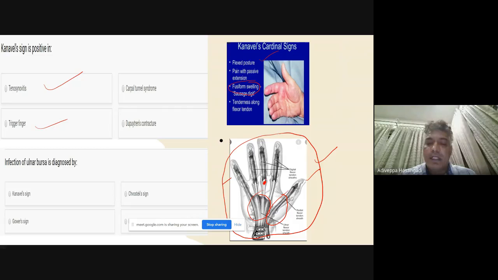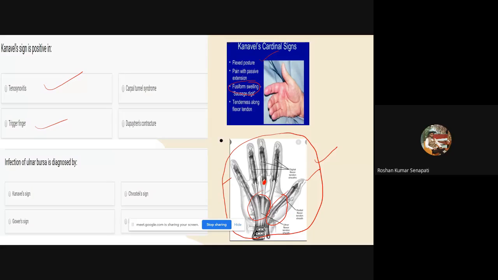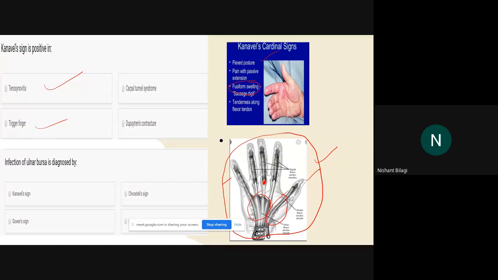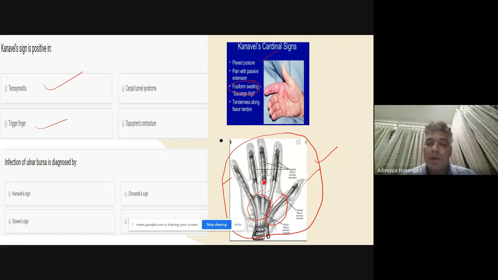Can you see this? Can you see my marking? Yes, sir. Guys, please respond. Otherwise, I will not be able to understand whether you are able to catch up.